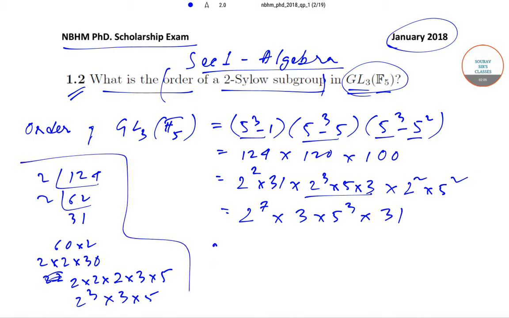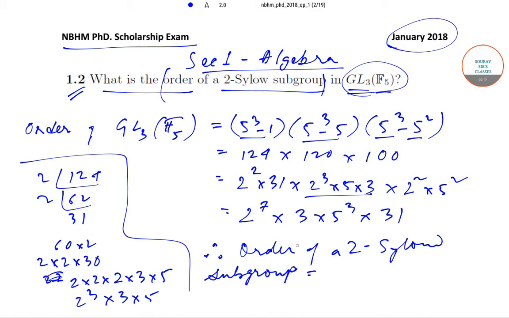Okay, so therefore the order of a 2-Sylow subgroup in this very group will be equal to the maximum power of 2, which is 2 to the power 7. So the order of a 2-Sylow subgroup in GL3F5 is basically equal to 2 to the power 7.